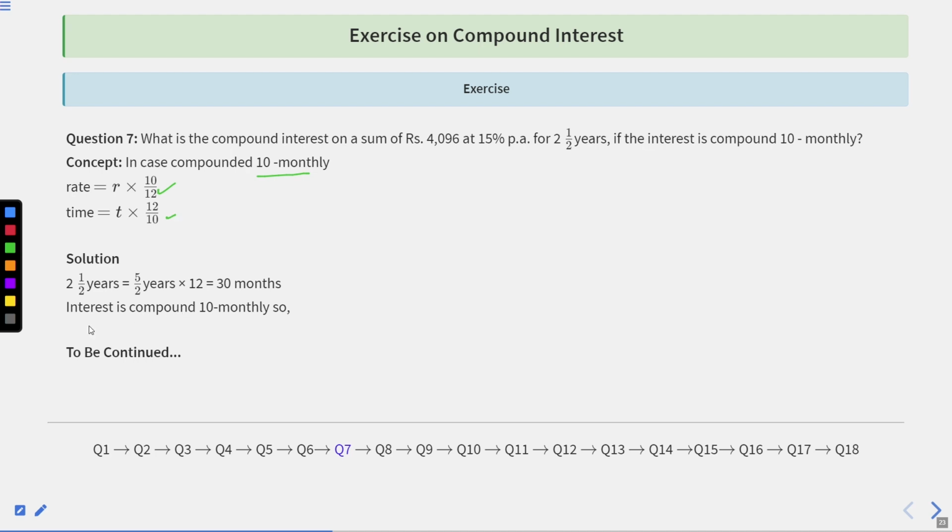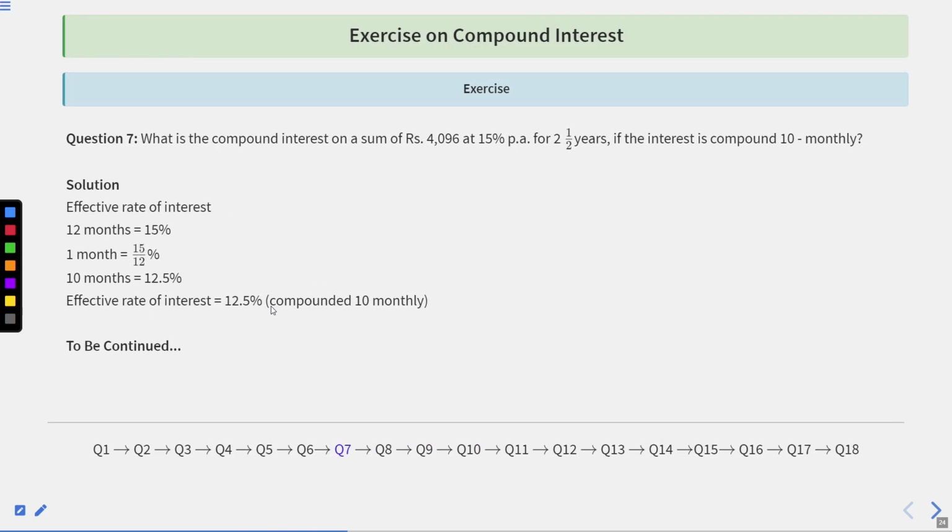So the solution now, so 2.5 years is equal to 2 upon 5 upon 2 years and convert into months, which is equal to 30 months. So interest is compounded 10 monthly. This is given in the question. So this brings us to effective rate of interest equal to 12 months is 15%, 1 month is 15 upon 12%, and 10 months is 12.5%. The effective rate of interest is equal to 12.5% compounded 10 monthly.